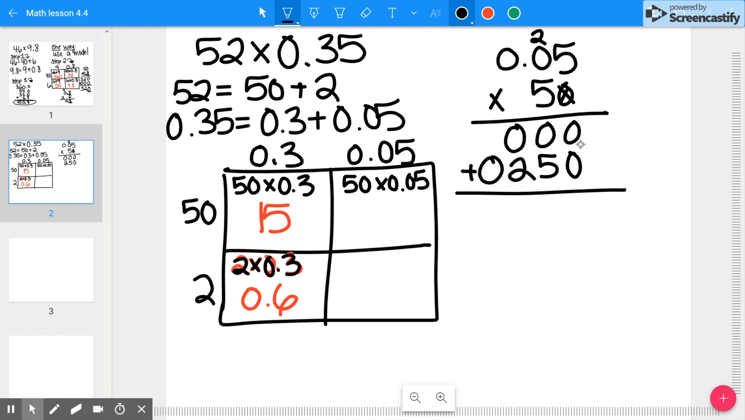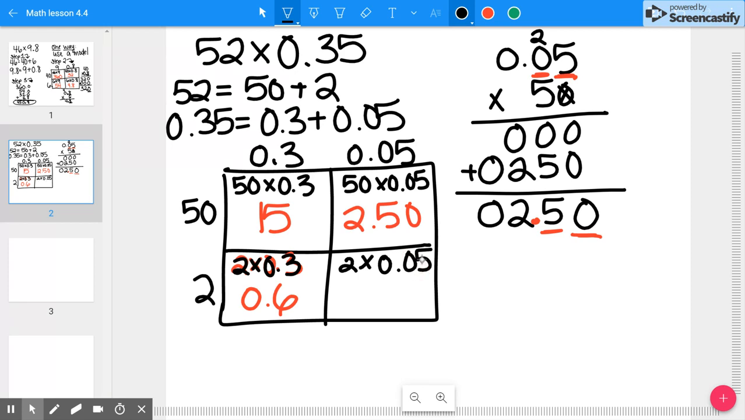And then I need to add them. 0, 5, 2, 0. Now I need to figure out where my decimal point is. So I don't see a decimal point in my whole number factor. So let's go to the 5 hundredths. I see 1, 2. So my answer is to have 1, 2 decimal places. So I have 2 and 50 hundredths. So then the same thing would be for here. 2 times 5 hundredths. And when I do that, I get 1/10. And my last step is to add them together and to get my answer.